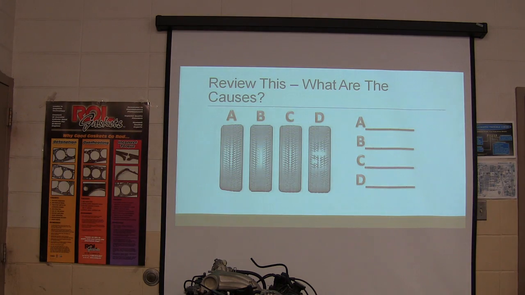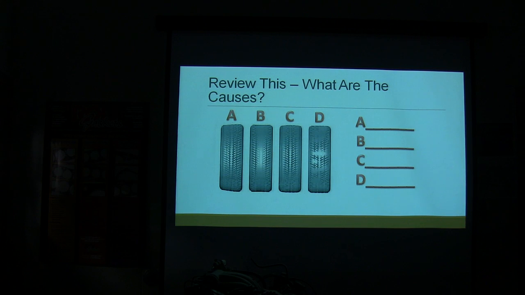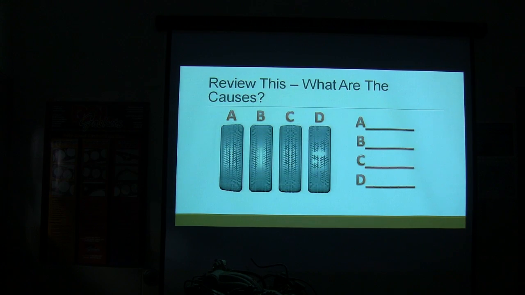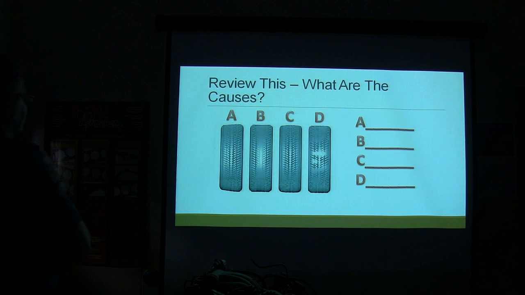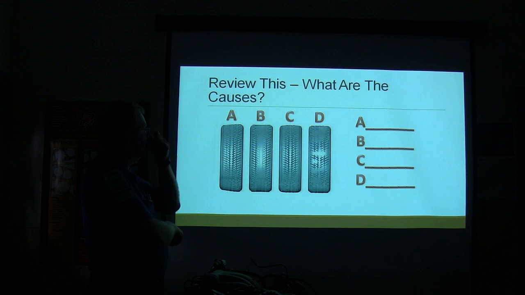All right, so what are the causes? A, B, C, and D. What's A? Negative camber? Well, yeah. It depends on whether this tire is on the left or the right, but you've got a good point there. B.